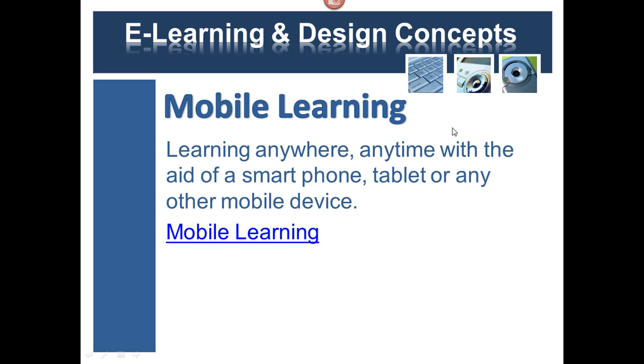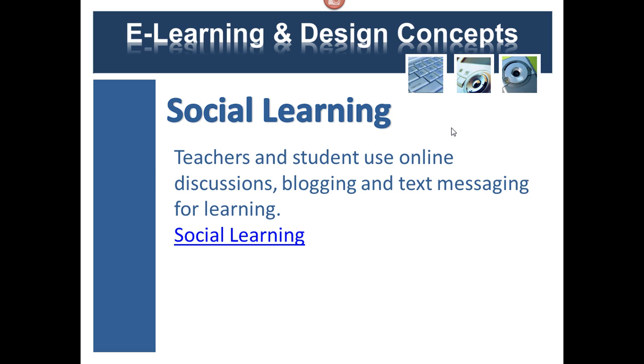Mobile learning. Mobile learning is where a person can learn anywhere, anytime with the aid of a smartphone, tablet, or any other mobile device. So you can learn on your iPhone, your Galaxy, your iPad, or your Kindle Fire. Social learning. This is where the teacher and the student use online discussion, blogging, and text messages for learning.